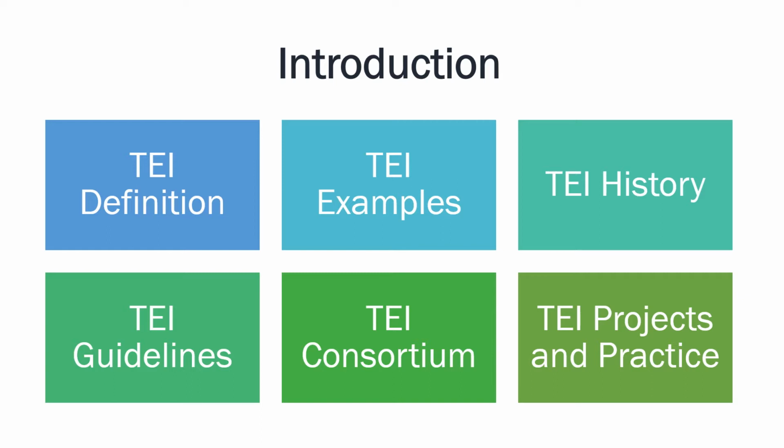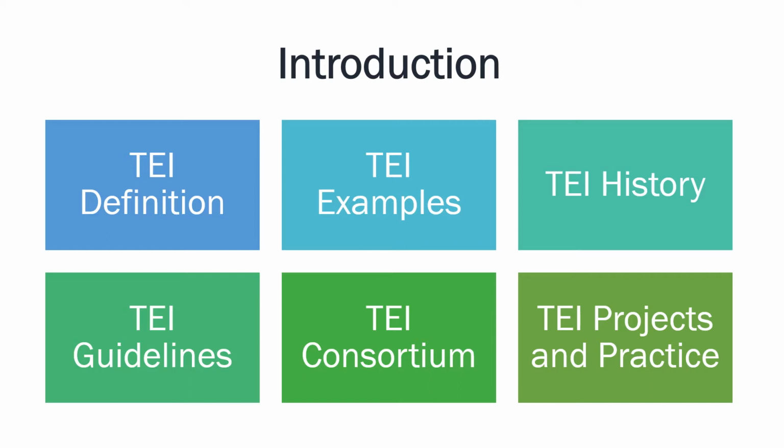Next, I will give a brief history of TEI, including a timeline of events starting in 1987 to present day. Then we will discuss the TEI guidelines. The TEI guidelines focus on the encoding of text in the humanities and social sciences, such as literary texts like books, poems, manuscripts, speeches, and plays. We are then going to look at the TEI consortium, how it was developed, and its organizational structure. I will then conclude the presentation with TEI projects and practice.